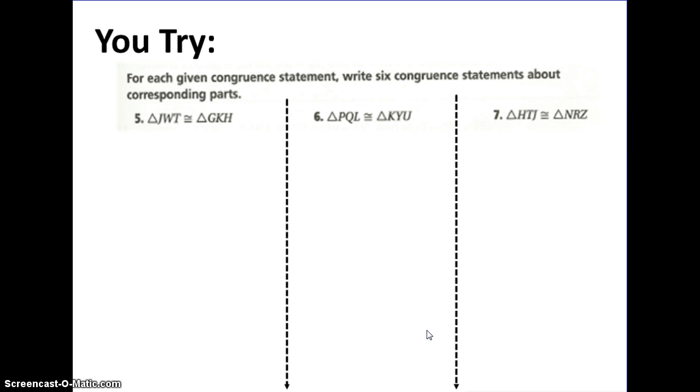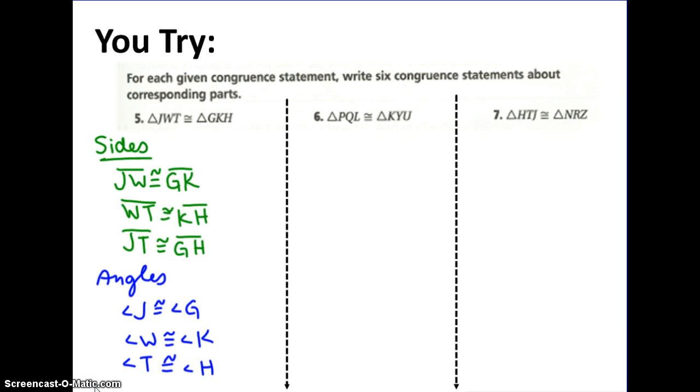Alright, I want you to give number 5 a shot. Don't worry about 6 and 7. We will do those later. Alright, so what you see here are the corresponding sides and the corresponding angles. Remember, it's all about the placement. Angle J corresponds to angle G because they're both the first letter in their names. Okay, line WT corresponds to line KH because that's the second and third letter in their names. That's very important about the order and about where the placement of the letters is.